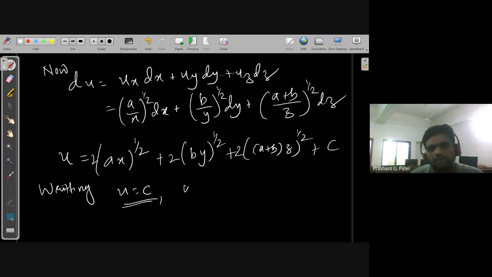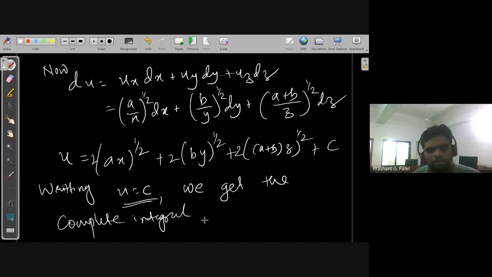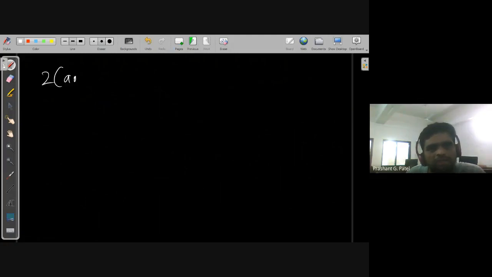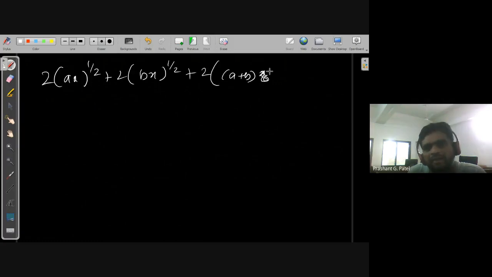Okay, and so we get the complete integral of the given PDE as follows. How we got that is 2 into a x raised to 1 by 2 plus 2 into b y raised to 1 by 2 plus 2 into (a plus b) z raised to 1 by 2 equal to 0.